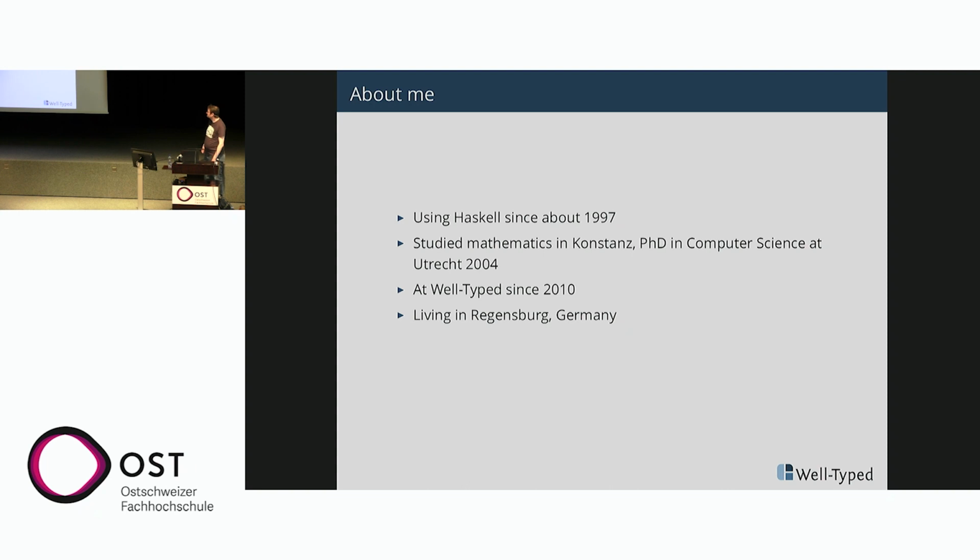As to me, I'm using Haskell since I was a student in Constance. In 1997 was my first contact with Haskell. So before Haskell 98, the first Haskell version I've been using was Haskell 1.4, which was the versioning scheme before then. That basically convinced me to switch from mathematics to computer science. So that's why I then went to Utrecht in the Netherlands and did a PhD there on Haskell. And I've been at WelpTyped now for significantly more than 10 years already. And I'm currently living in Germany, in Regensburg.